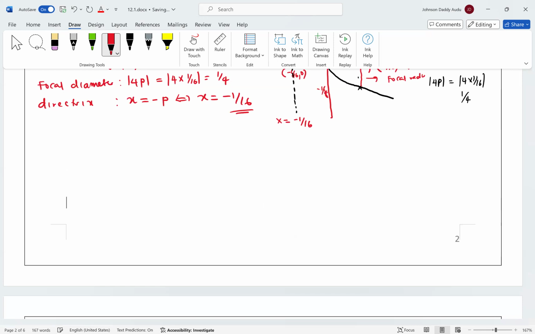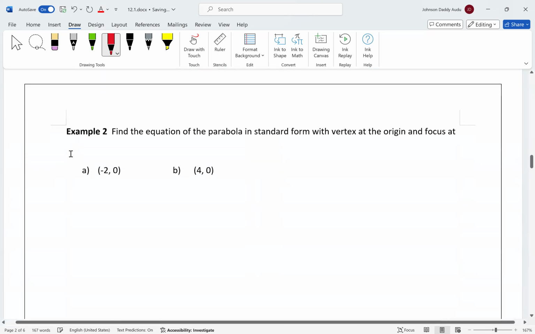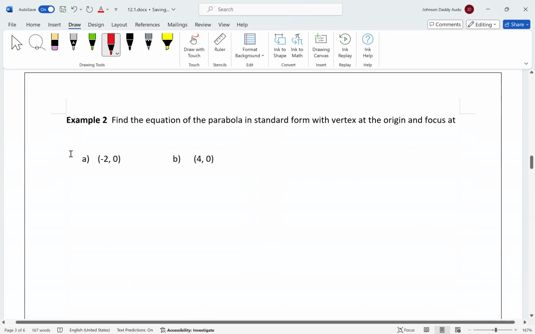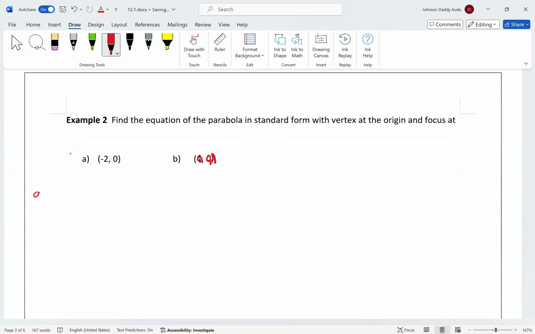Example number 2 is asking us to find the equation of the parabola in standard form. Let's adjust this a little. Let's make this 0, 4, so that it will be different. So find the equation of a parabola in standard form, whose vertex is the origin, and you have a focus. So let's take A. The focus is minus 2, 0. And already we are told that the vertex is the origin, so it's 0, 0.